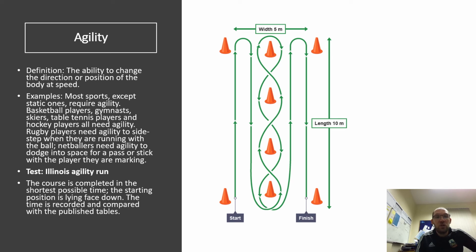Agility run. So it's the Illinois agility run. Now with this as well, we need to remember the 10 meters by 5 meters. So remember the length of the test, that's something you could be asked. So the definition, the ability to change the direction or position of the body at speed. So you should remember the course of our Illinois agility run. The course is completed in the shortest possible time. The starting position, you start lying face down. The time is recorded and compared with other results. You lie face down here and then you're running around the course and doing it as quick as you can.